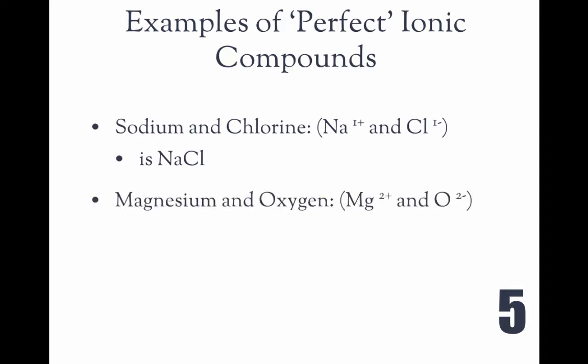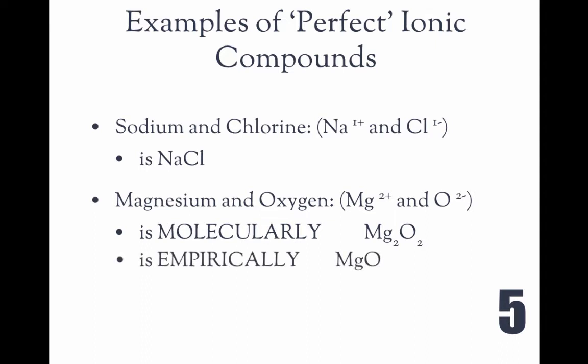Magnesium and oxygen has two formulas that are correct. The molecular formula is Mg2O2. The empirical formula is MgO. Neither one of those is wrong. Most of the time, however, I will be asking you for the empirical formula. Think of it as simply reducing the compound. Just like in math, you wouldn't leave a fraction as 2/4. You would say it's 1/2.